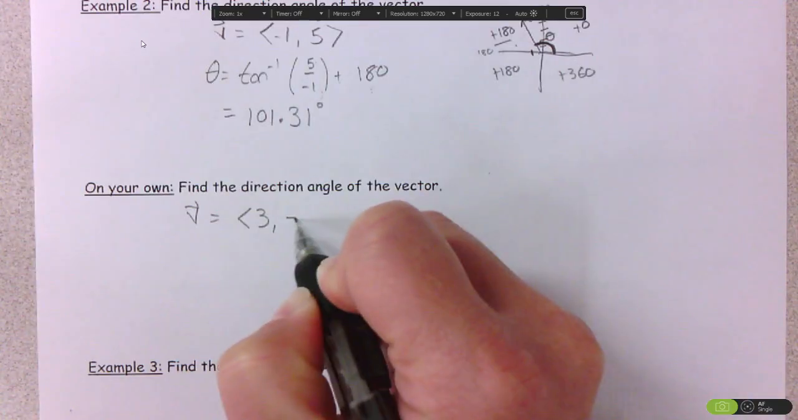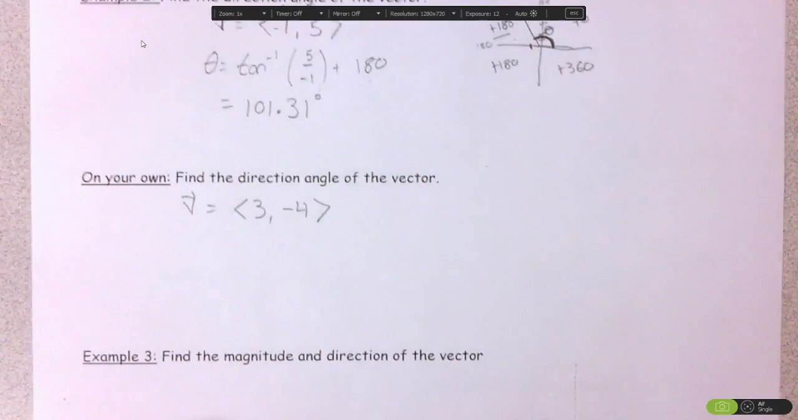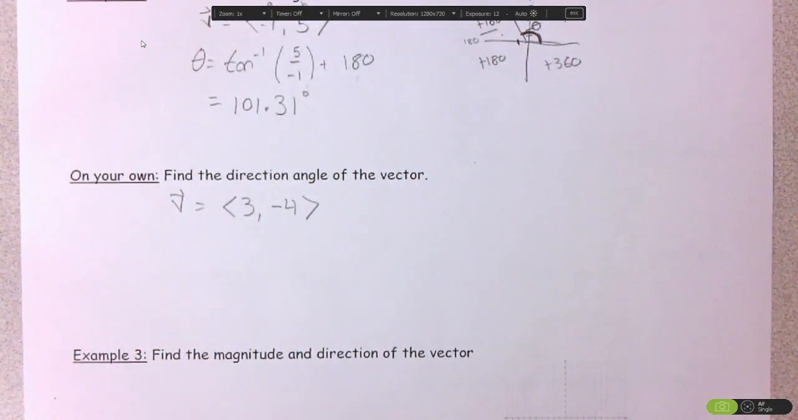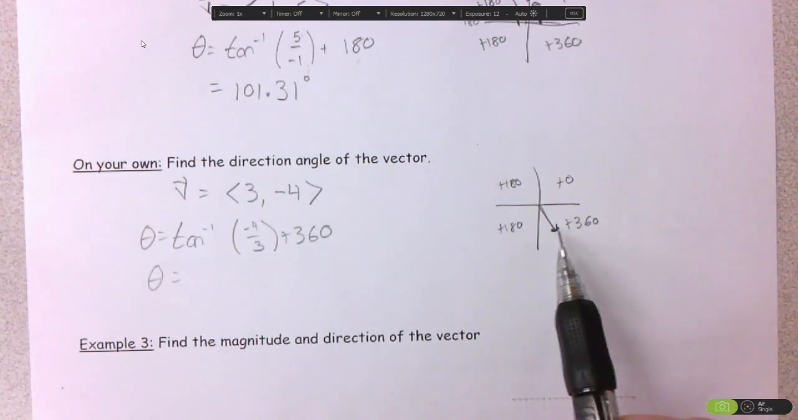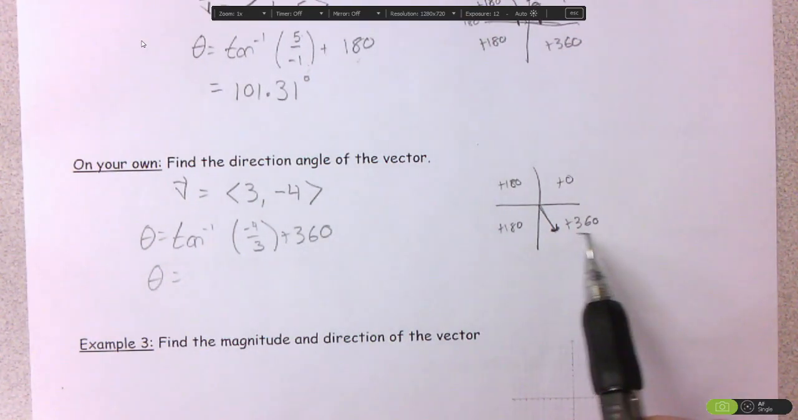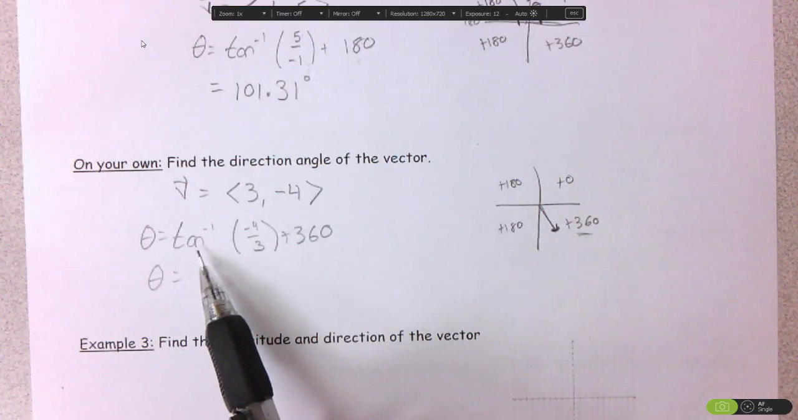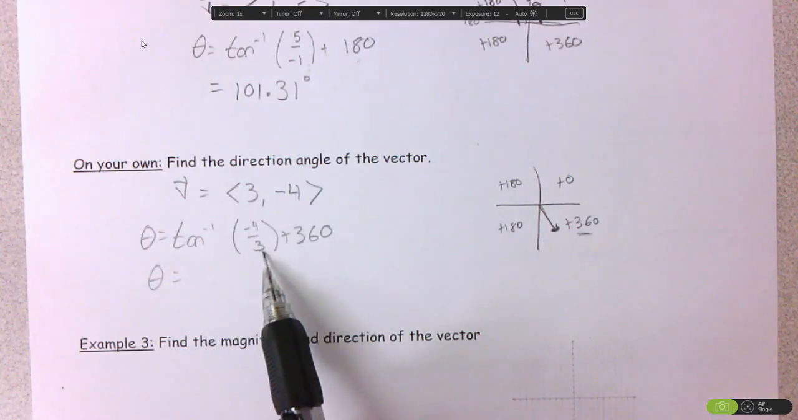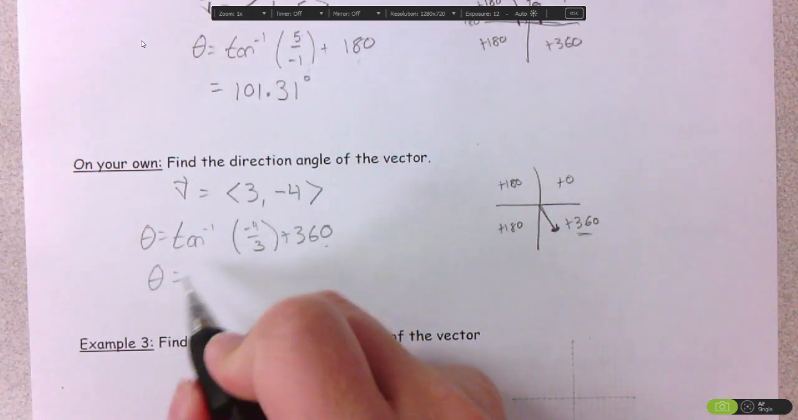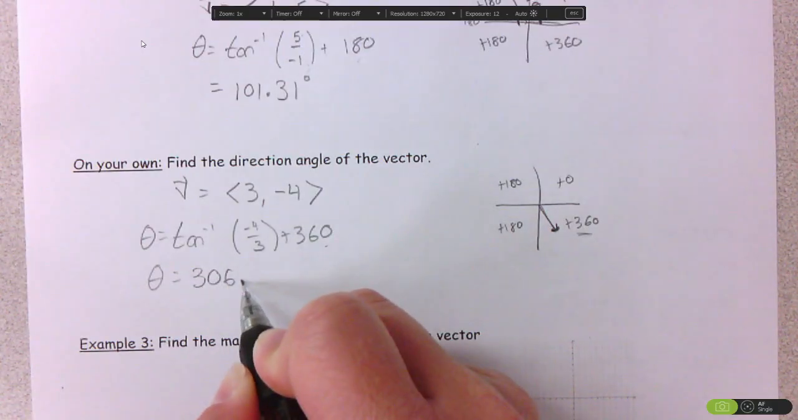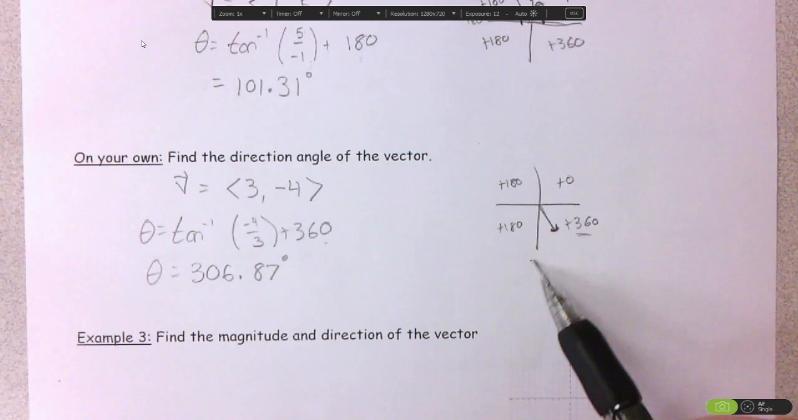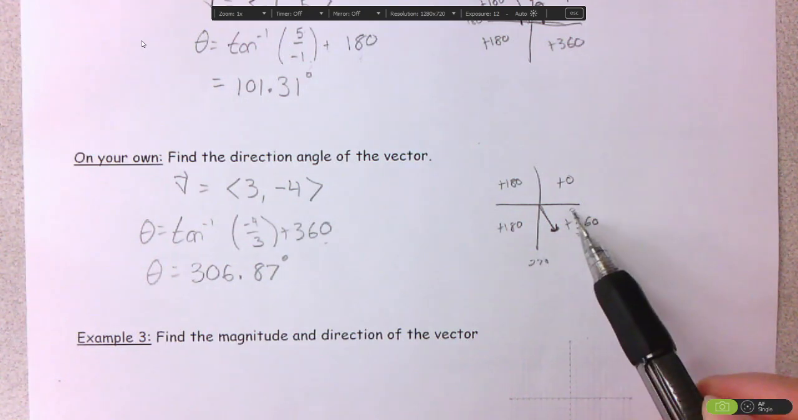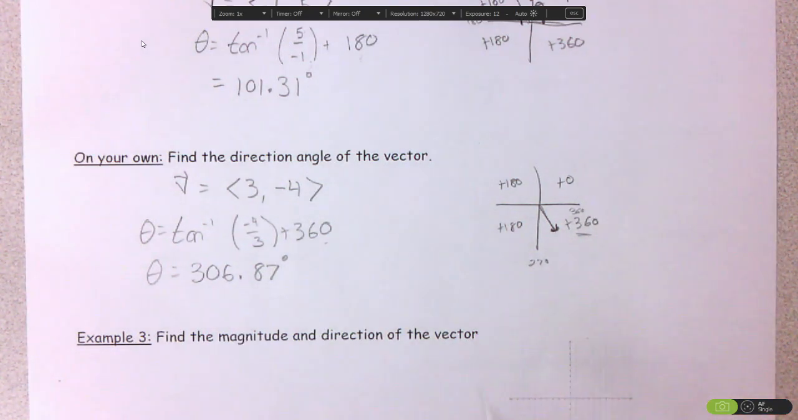So 3 and -4. Try that one on your own, then we'll go over it together. Alright, so for this example, when we graph it, it puts me in quadrant 4, which means I have to add 360. So if I fill it in, tan inverse of B over A plus 360 is going to get me 306.87 degrees. That should make sense because it should be between 270 and 360, and it is.